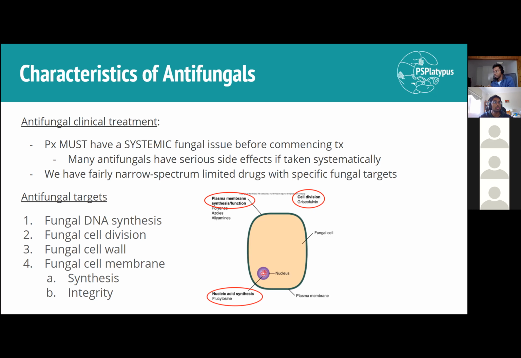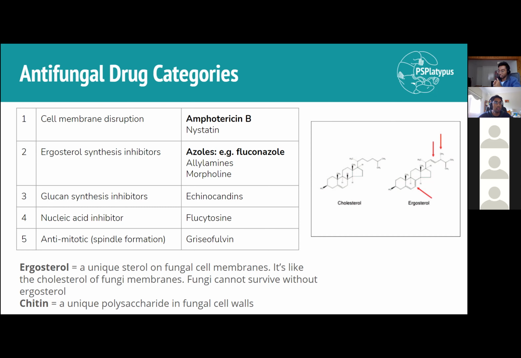Also, you might come across the word chitin, which is a unique polysaccharide found specifically in fungal cell walls as well. Just some info.